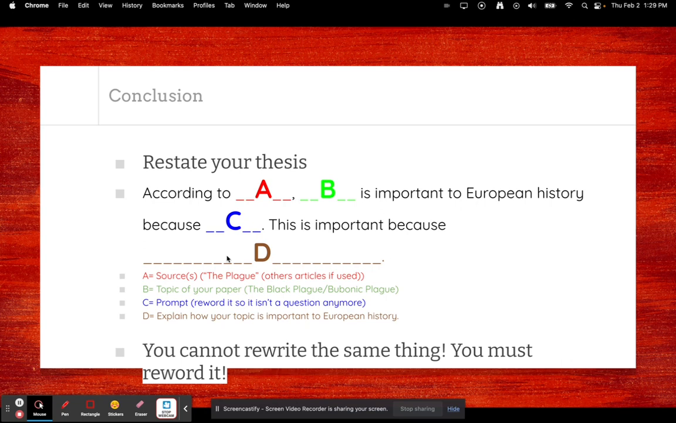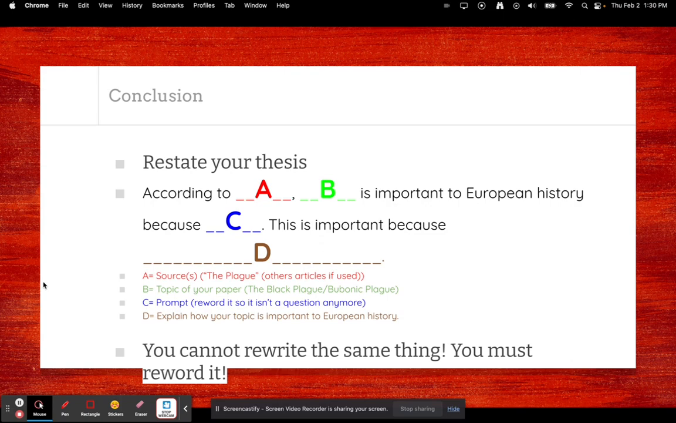Whatever your thesis was, take the parts of it and reword it, reorganize it, so it's a different sentence but it's telling me the same thing. You can't rewrite the same thing. You must reword it.